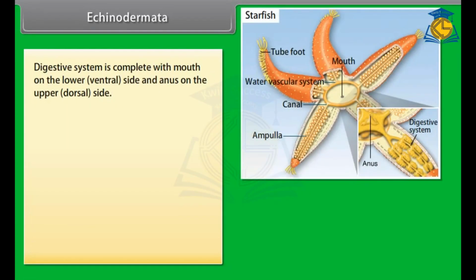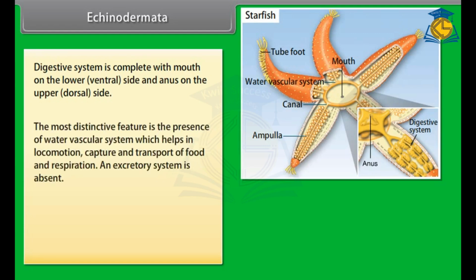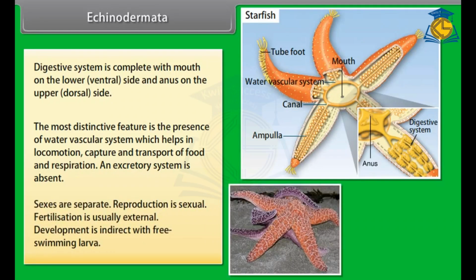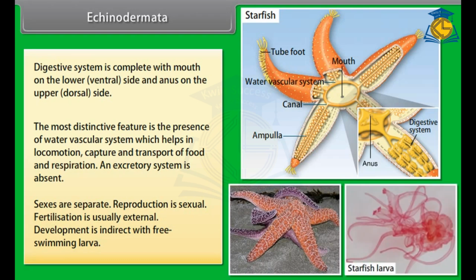Digestive system is complete with mouth on the lower ventral side and anus on the upper dorsal side. The most distinctive feature is the presence of water vascular system, which helps in locomotion, capture and transport of food and respiration. An excretory system is absent. Sexes are separate. Reproduction is sexual. Fertilization is usually external. Development is indirect with free-swimming larvae.